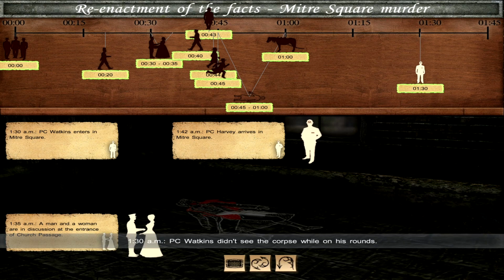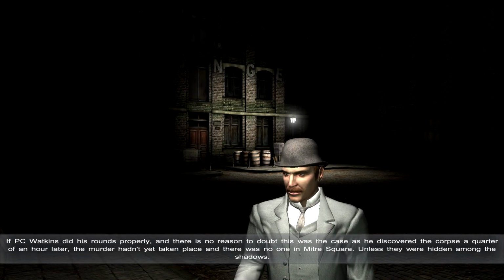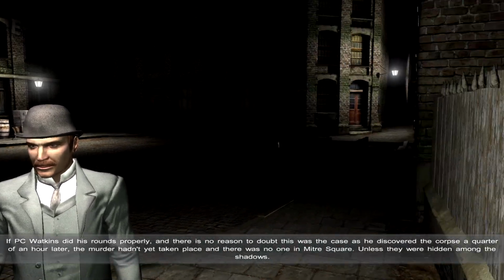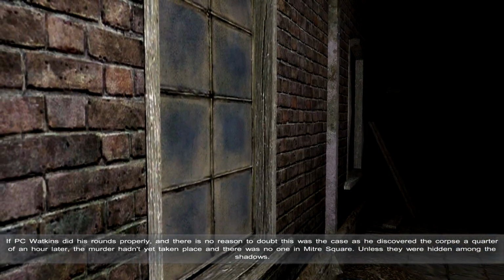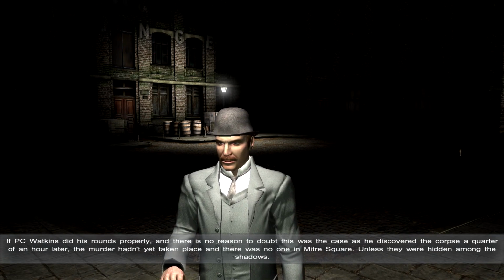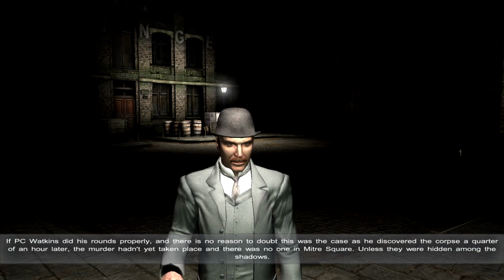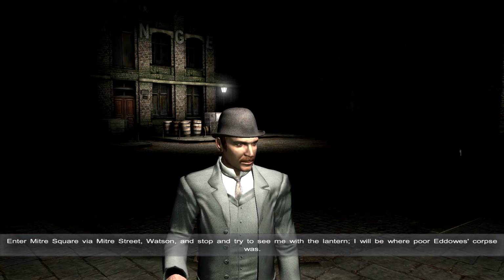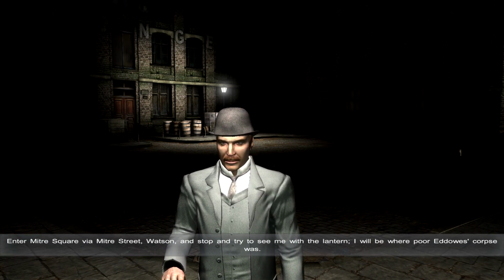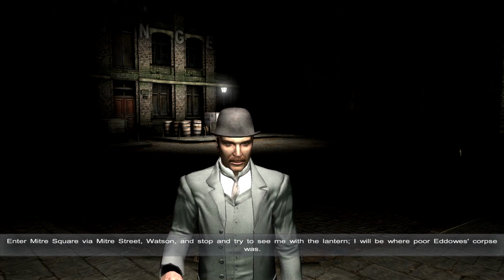1:30 a.m. PC Watkins didn't see the corpse while on his rounds. If PC Watkins did his rounds properly, and there is no reason to doubt this was the case, as he discovered the corpse a quarter of an hour later, the murder hadn't yet taken place, and there was no one in Mitre Square, unless they were hidden among the shadows. Enter Mitre Square via Mitre Street, Watson, and stop and try to see me with the lantern. I will be where poor Eddowes's corpse was.